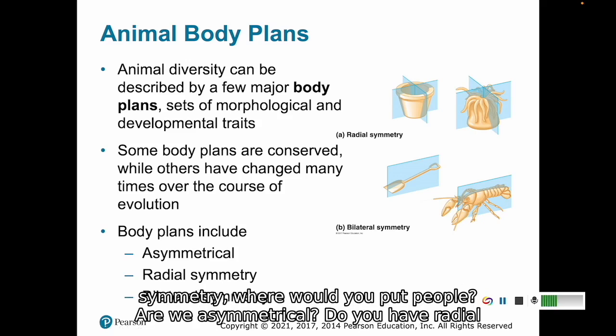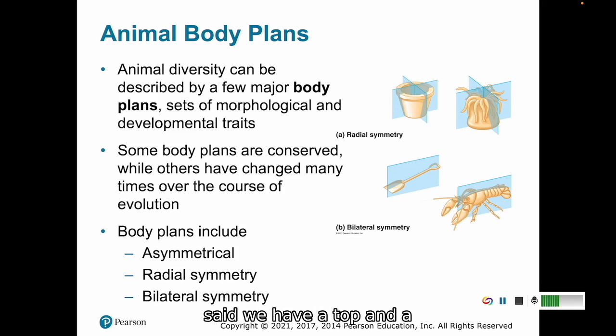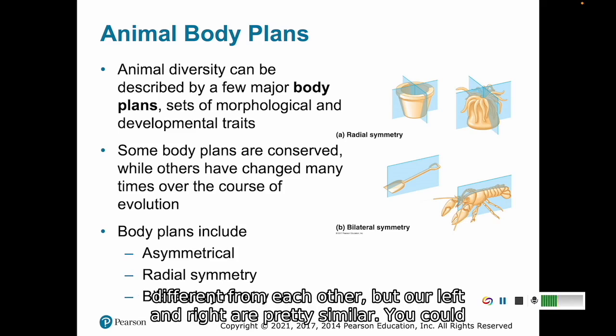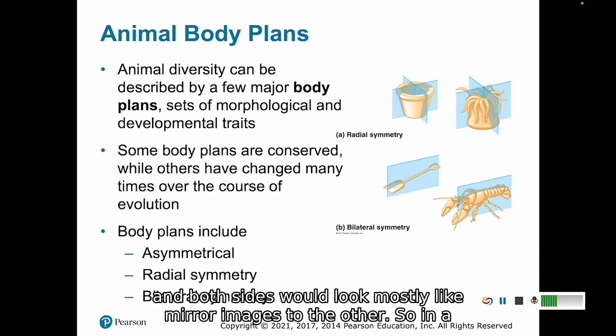So these three types of symmetry, where would you put people? Are we asymmetrical? Do we have radial symmetry or bilateral symmetry? So hopefully you said we have a top and a bottom, we have a head and a tail end, we have a front and a back. Those are different from each other, but our left and right are pretty similar. You could draw a line down the middle of your body, divide yourself into a left and a right, and both sides would look mostly like mirror images to the other.